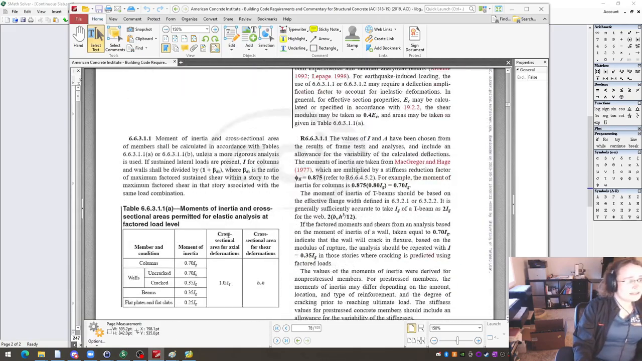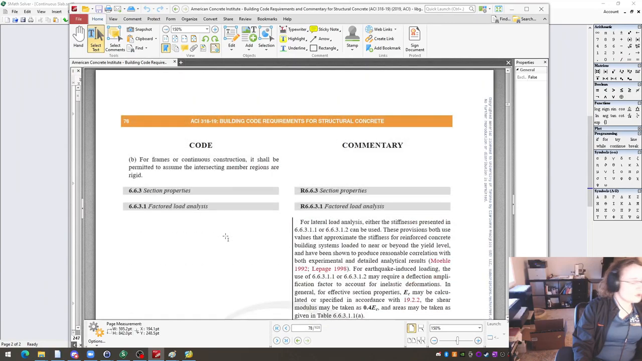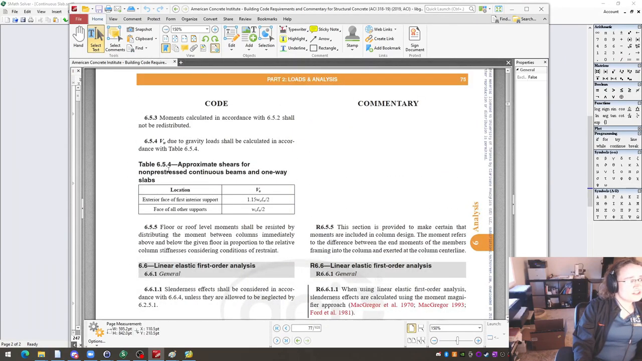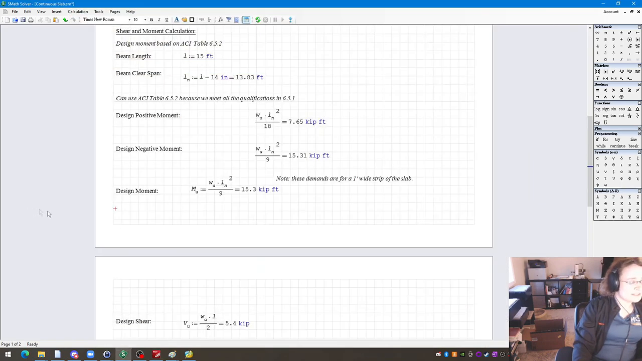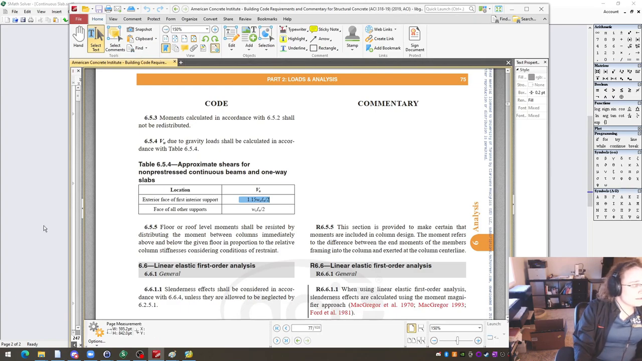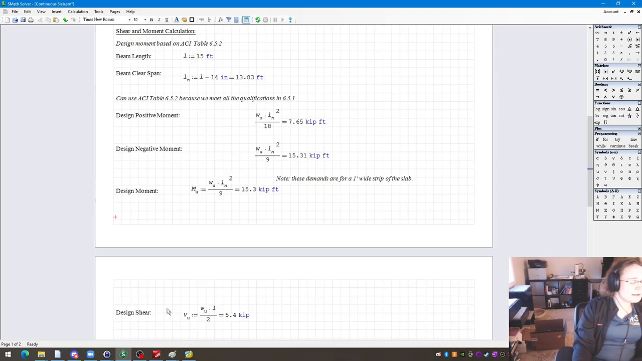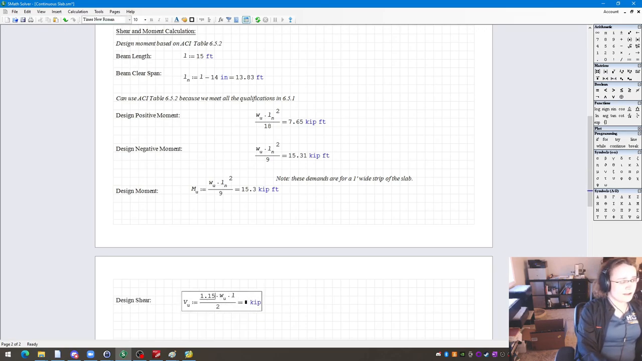And for this, we can look at, let's see, right here. Approximate shears for non-prestressed continuous beams and one-way slabs. So exterior face of first interior support and face of all other supports. Now, just like with moment, we could vary our slab thickness depending on where we are. But for simplicity, I'm just going to use a single shear design, which will mean I'll just use the most critical value, this 1.15 Wu ln over 2. So our critical shear, our design shear, or our shear demand will be 1.15 Wu ln over 2, or 5.727 kips.